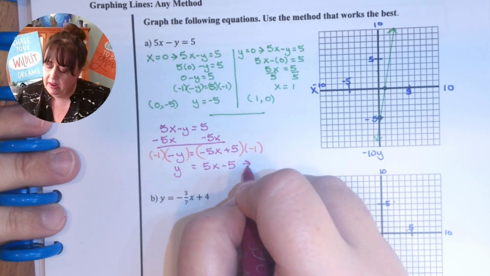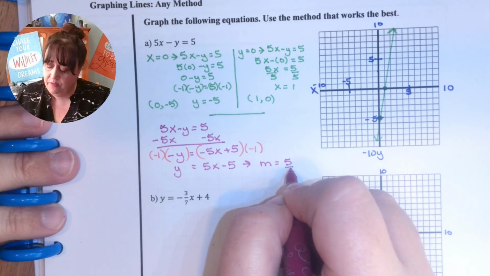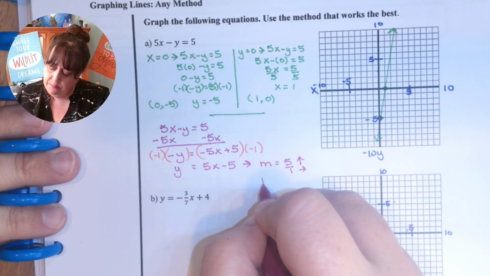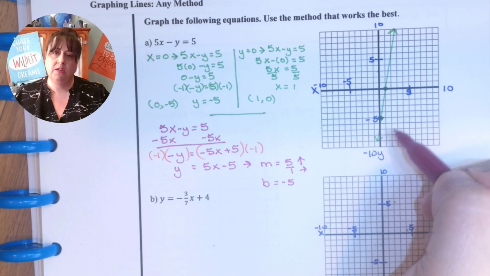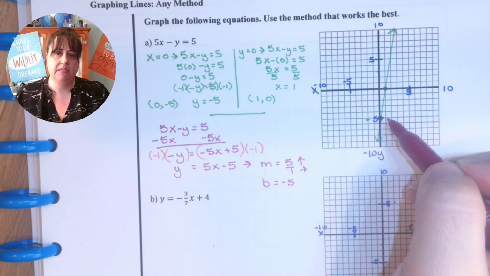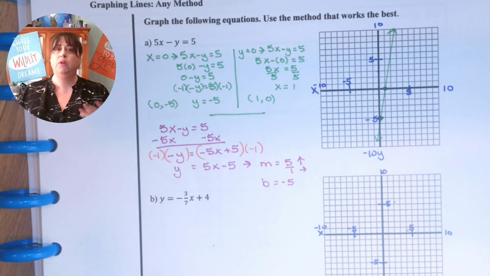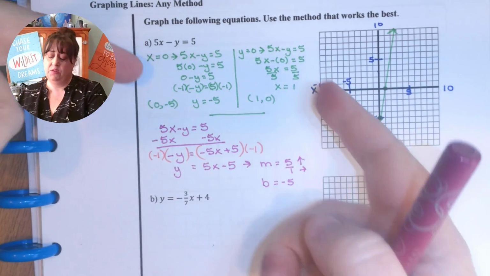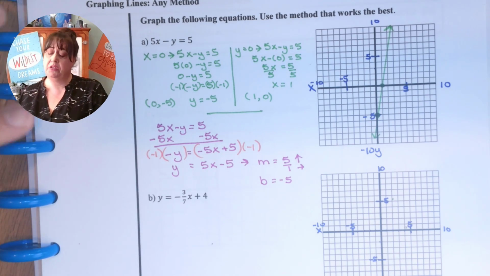So I would have had that m is equal to 5 over 1. So that would have been up and right. And that b was equal to negative 5, which we already had. And do you see that it does put me still in the same place? Here's my negative 5, and then I would have gone up 5 and over 1. And I would have ended up in the exact same place. I would have done about the same amount of work, maybe less, but this right here was still very straightforward. So either one would have worked just fine.